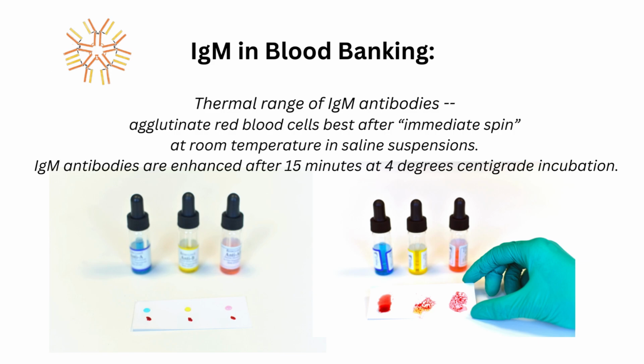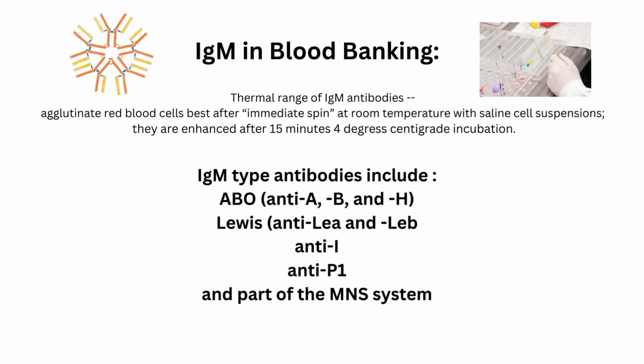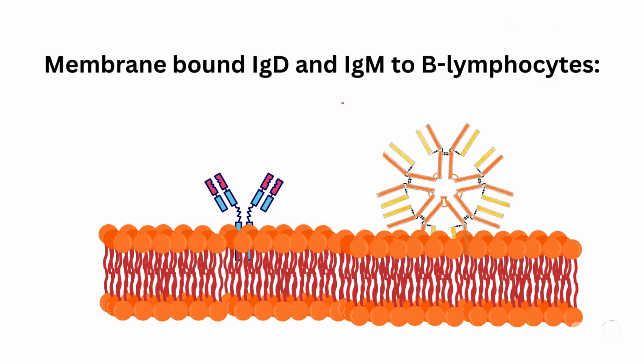IgM and blood bank: we note that the thermal range of IgM antibodies is such that they agglutinate red blood cells best after immediate spin at room temperature. IgM antibodies are enhanced after 15 minutes incubation at 4 degrees centigrade, in the refrigerator. IgM binds to the B lymphocyte membrane because of the hydrophobic residues in its constant region. Also, IgD will bind to membranes of the B lymphocytes.